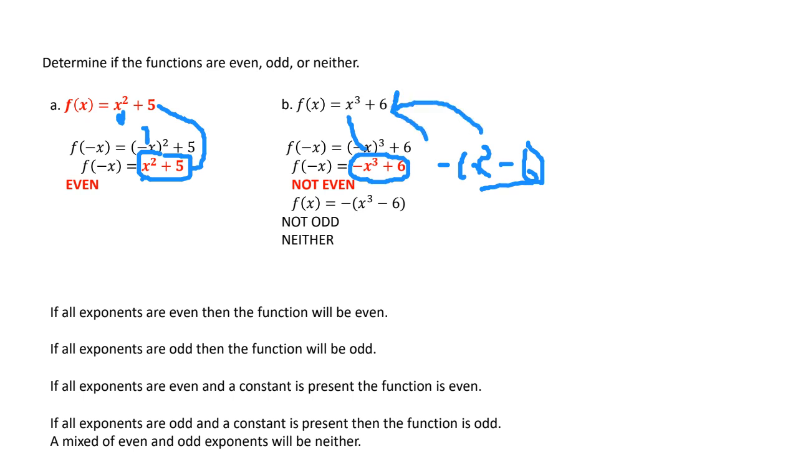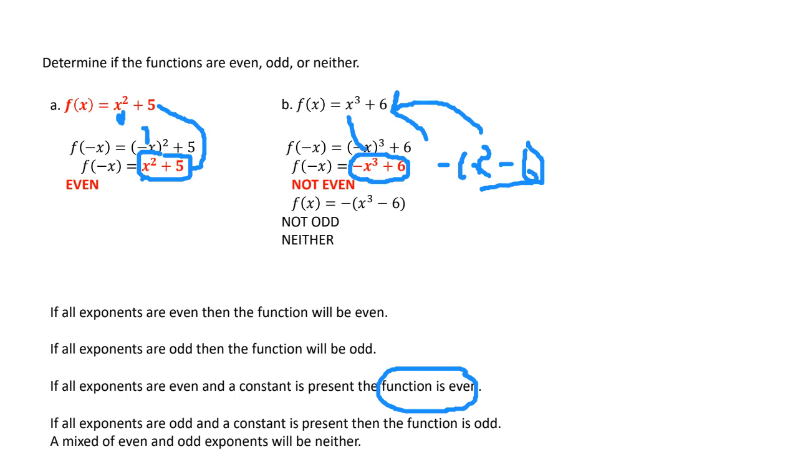Now, here's a summation, guys, okay? Here's like an observation. If all the exponents are even, then the function will be even. If all the exponents are odd, then the function will be odd. Now, how about with a constant? If all the exponents are even and a constant is present, the function is even, okay? With a constant and they're even, the function will be even.